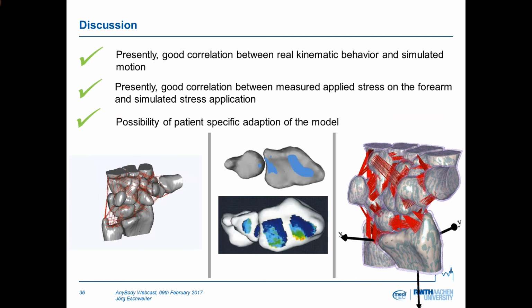There exists a good correlation between measured applied stress on the forearm and also the simulated stress application. And we have the possibility to adapt the model based on patient-specific parameters. The simulation model enabled a prediction of correct trends in physiological and pathological wrist joint motion behavior and sensitivity analysis, which could be a future tool in the context of surgical planning and outcome prediction.